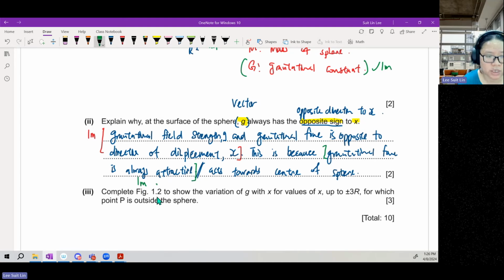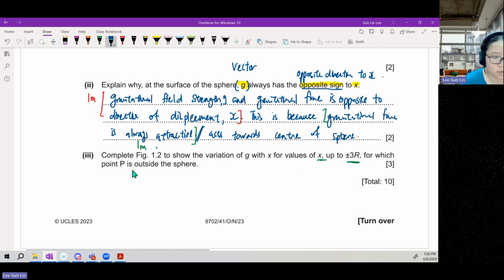And finally, part 3: complete the graph to show the variation of g with x for values of x up to 3R, for which point P is outside the sphere. So for outside the sphere, it's quite easy to draw because outside the sphere, g is equal to GM over r squared.